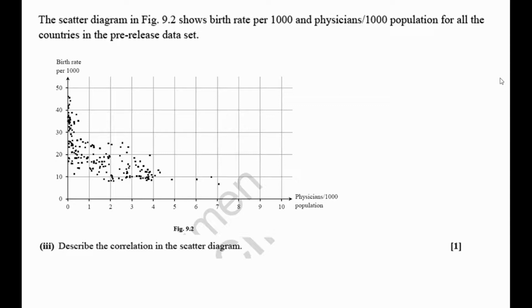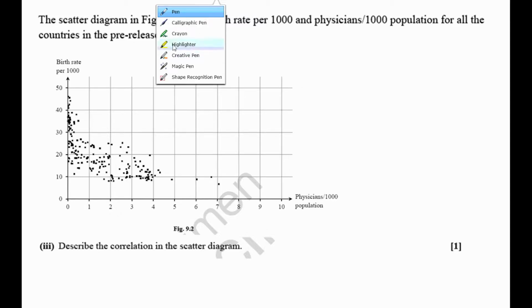Well, it's definitely negative correlation, but that is not a description. That is just what type of correlation it is. So to describe it, what impact does it have on these two variables, the birth rate, and what does it have in comparison to the physicians? So specifically, what impact does it have on the birth rates?